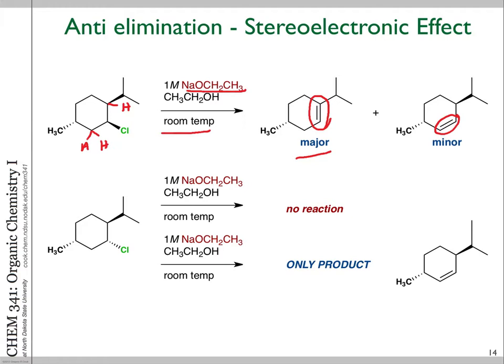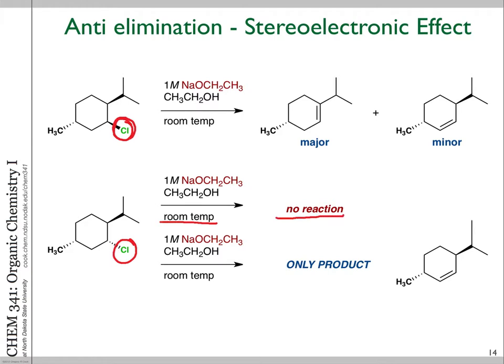But if I take this compound and all I do is change the stereochemistry, I change the chlorine from the top of the ring to the bottom of the ring, but don't change the other groups, now I see something completely different. At room temperature, under the same conditions, there is absolutely no reaction. But if I heat this up, I see elimination occurring, but I see only one product. And I only see this less substituted double bond being formed. So it's only eliminating in one direction.